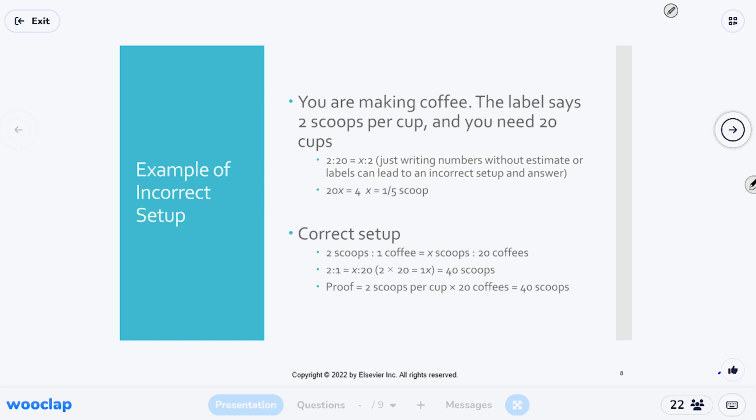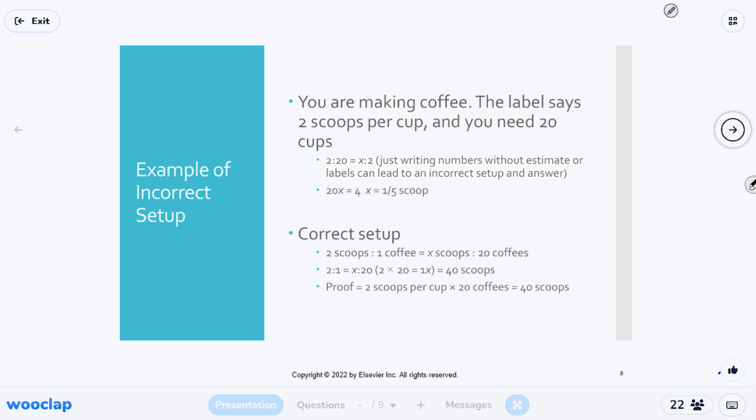This is just an example of how I solve it. Their example of an incorrect setup says you're making coffee. The label on the coffee, which in this sense is like a medication label, says 2 scoops of coffee per cup, and you need 20 cups of coffee. If you set that up incorrectly, in this case, they're writing the numbers without labels. What they mean is if you write the numbers down willy-nilly and you don't put them in the right place, and you don't have labels, which is what I call units of measurement. In this case it's a really silly unit of measurement, but it still applies, just like medication and tablets.